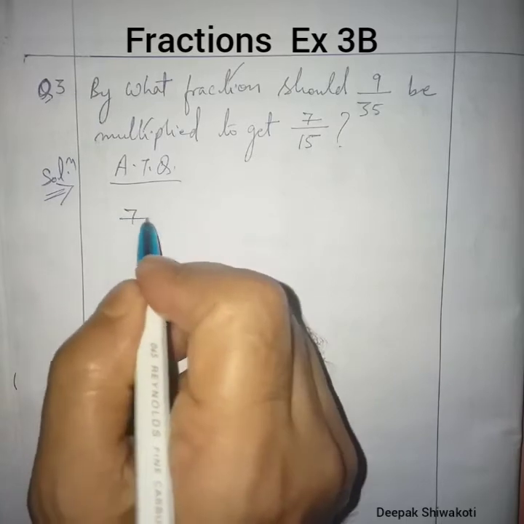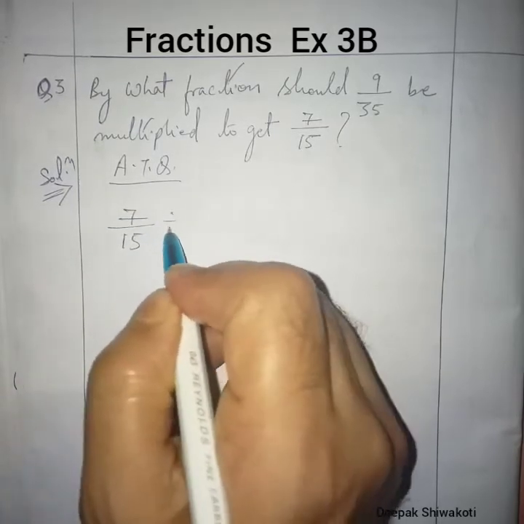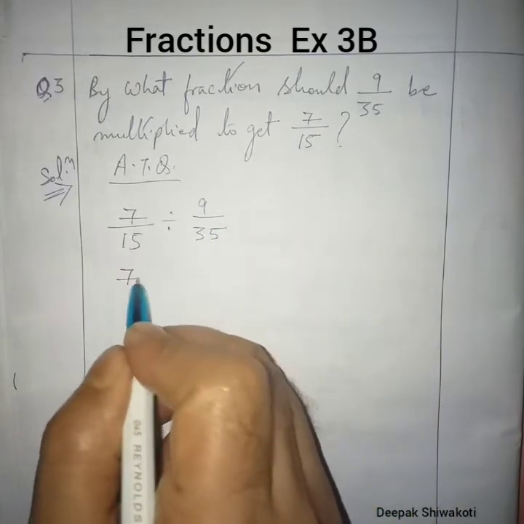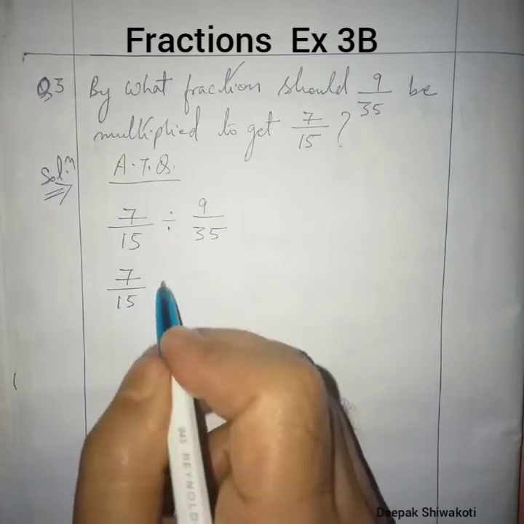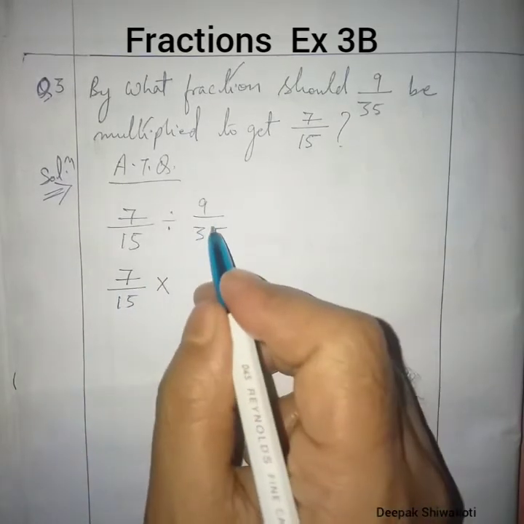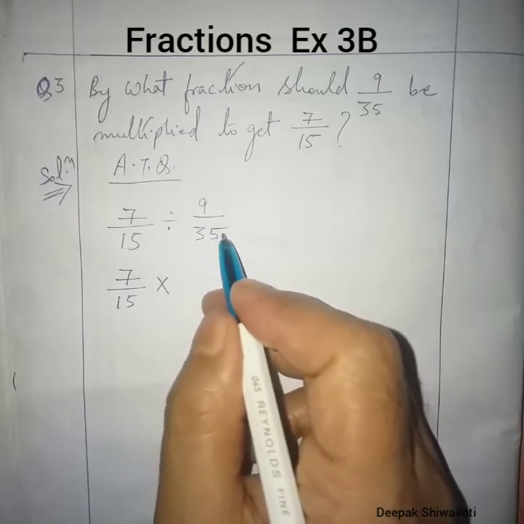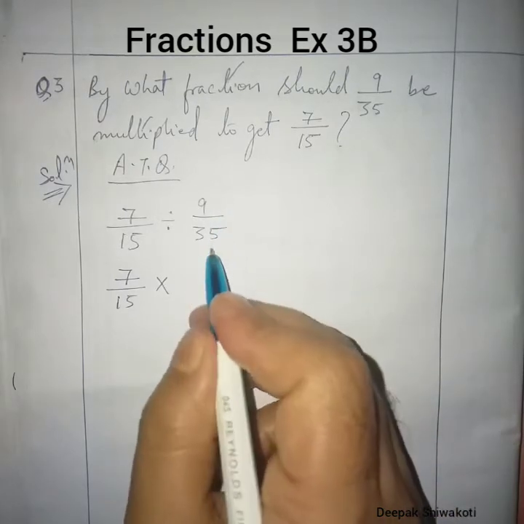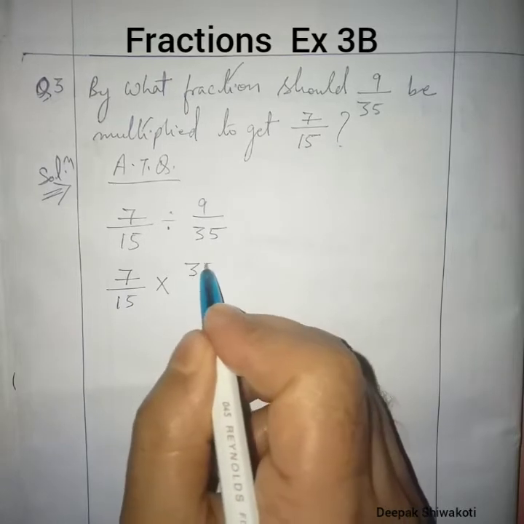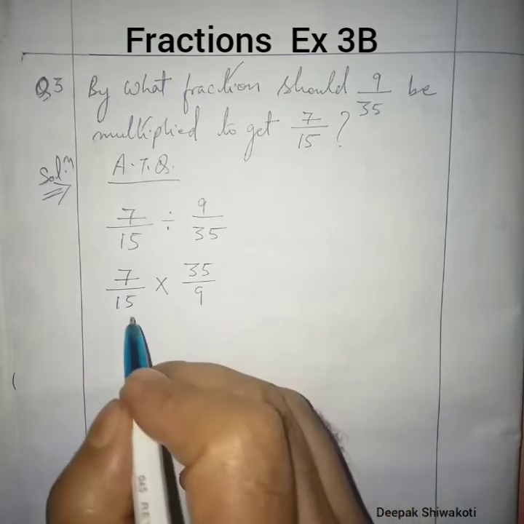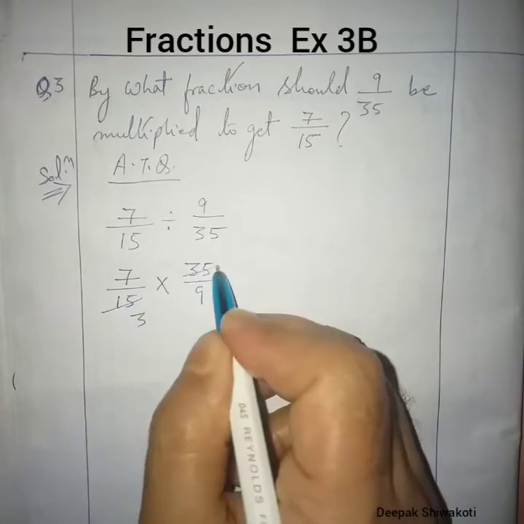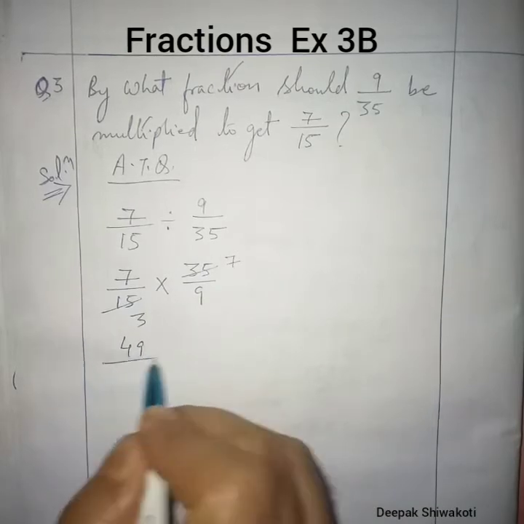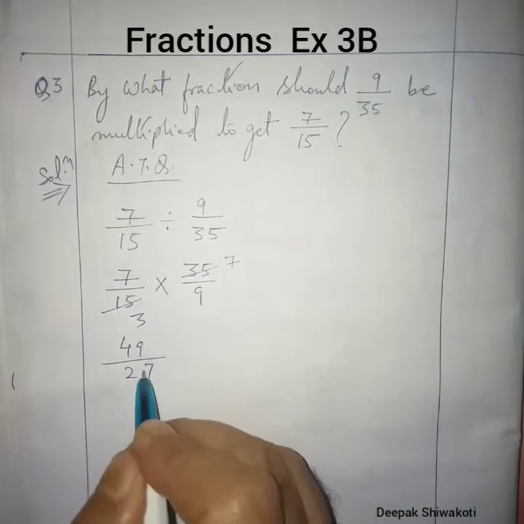So 7 by 15 divided by 9 by 35. Now here, simplifying, the divide will become multiply and this fraction will be reciprocal. Reciprocal means the denominator will go to the numerator, the numerator will come to the denominator, that is 9 by 35 will become 35 by 9. Okay, now just cancel it. 5 3s are 15, 5 7s are 35, now no more cancellation. 7 7s are 49 and 9 3s are 27, isn't it?